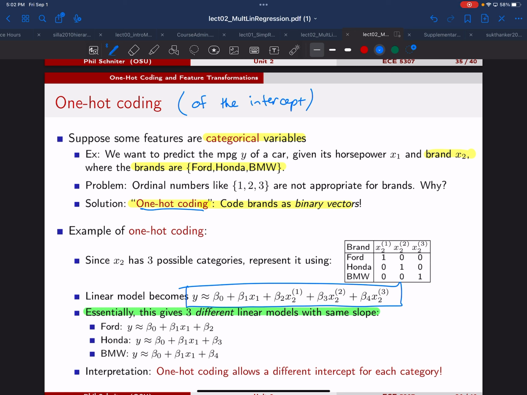Yes. Why is it that each of the brands is restricted to having the same slope? Is it because there's no particular bias between the different brands? Yeah, we set out using this idea of expanding x2 into these binary vectors, and we just said, let's see what happens if we do it. And this is what happens. It's similar to what we saw in the usual case. If I have a horsepower x1, then I have a beta 1, and that's what we have here. Nothing has changed with that. What's changed is really how the intercept terms are handled.